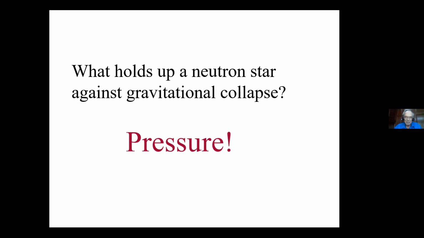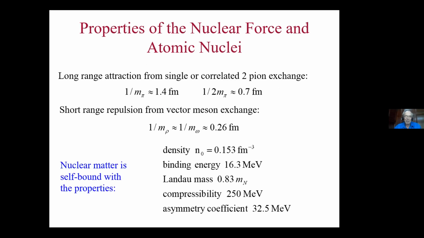Well, that's not an entirely correct interpretation, but let's look at the properties of the nuclear force in atomic nuclei, just to refresh ourselves. There's a long-range attraction from single or correlated 2-pion exchange. The ranges are about 1.4 Fermis for 1-pion exchange, half that for 2-pion exchange. But if that was all there was to it, then nuclear matter would collapse. And of course it doesn't, because we exist. That's proof of it. Short-range repulsion from vector meson exchange gives a hardcore or fairly hardcore potential of about 1/4 of a Fermi.